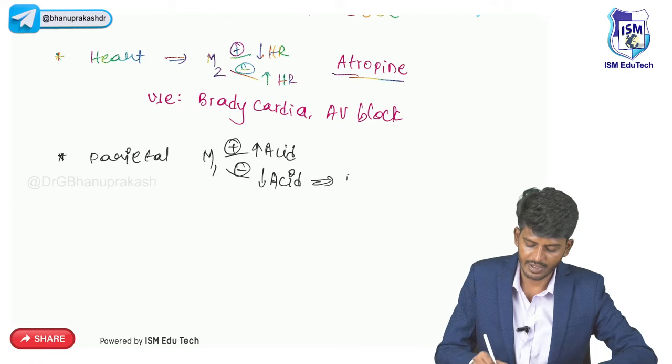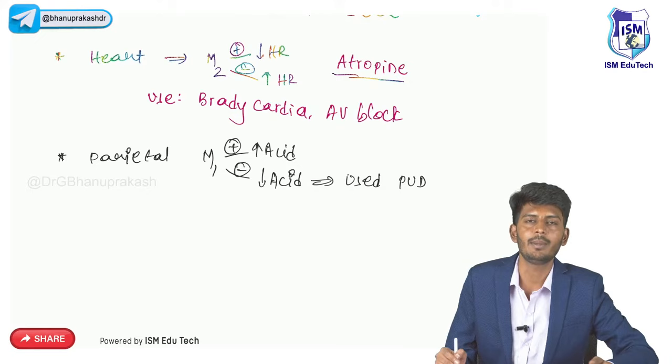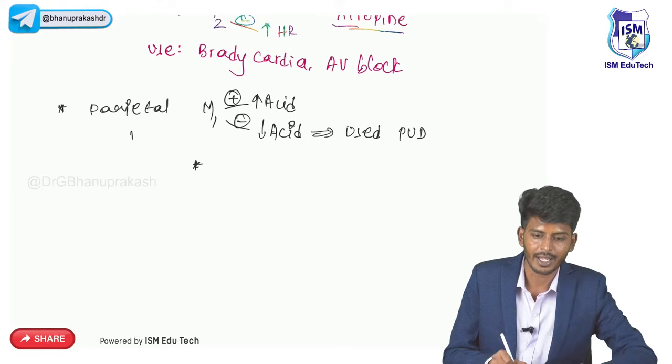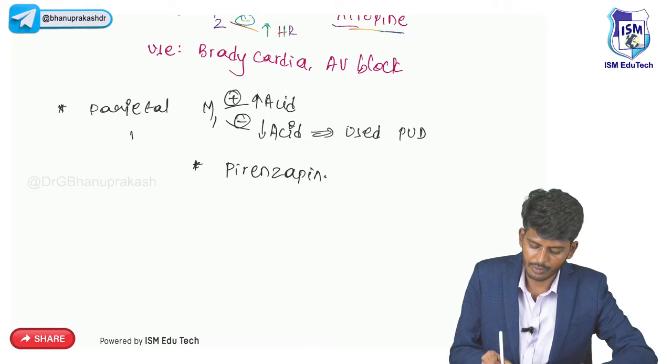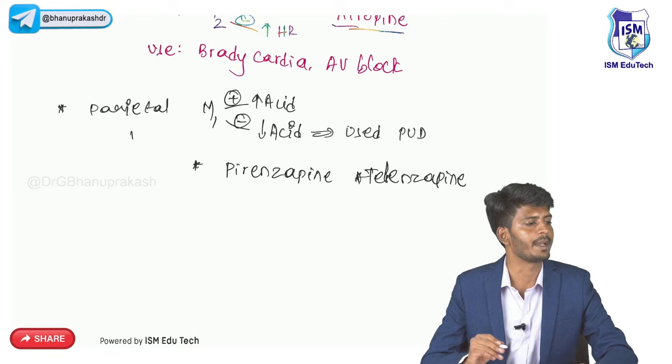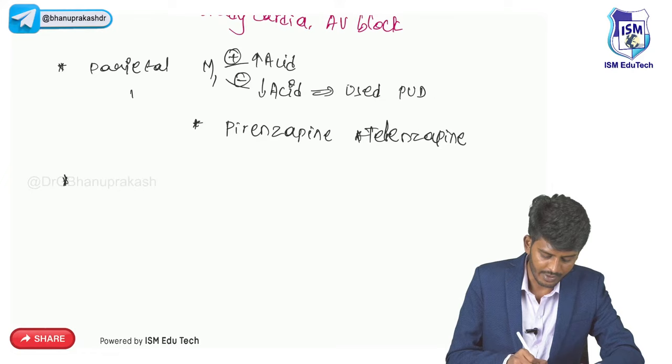If it is decreasing the acid, it can be used in peptic ulcer. But do we use it? We don't. Why? Because other drugs are superior. So if M1 blockers are used in peptic ulcer disease, the drugs are your pirenzepine, and there is one more drug called telenzepine. Got it everybody? Clear? So this is the most important aspect.